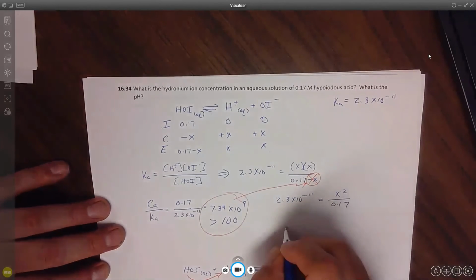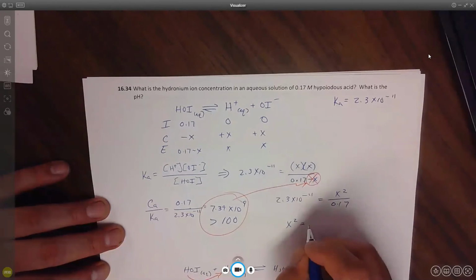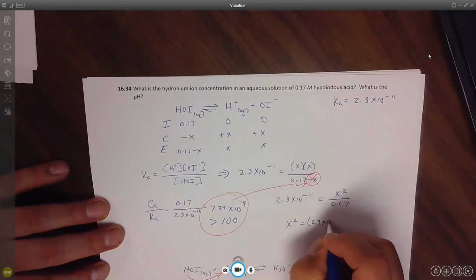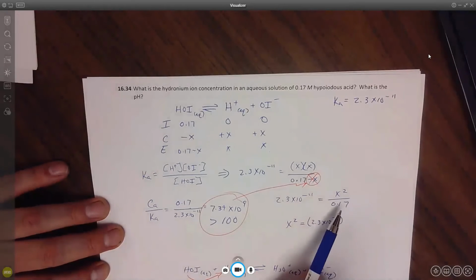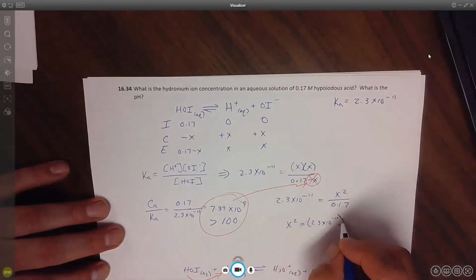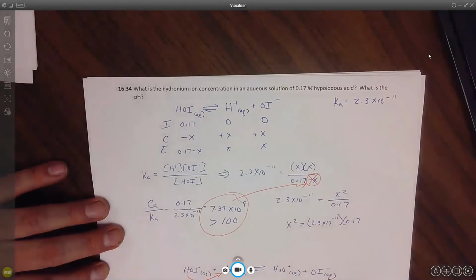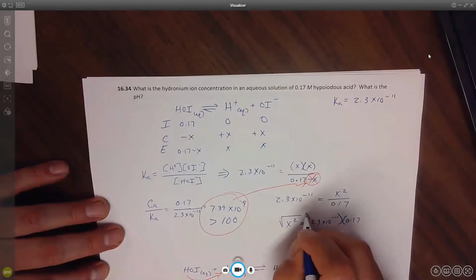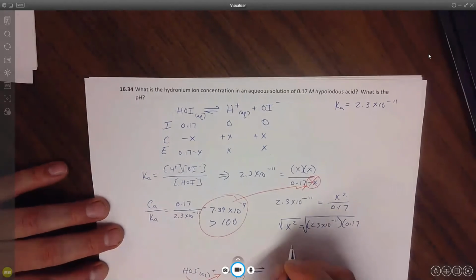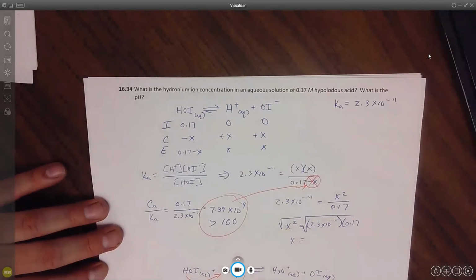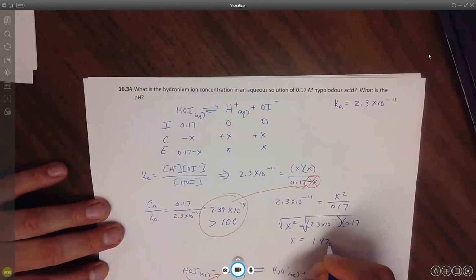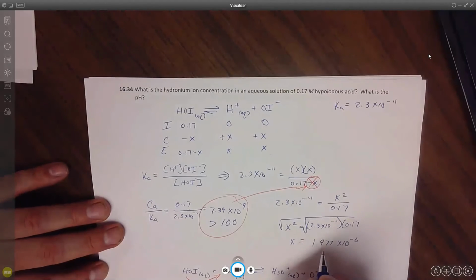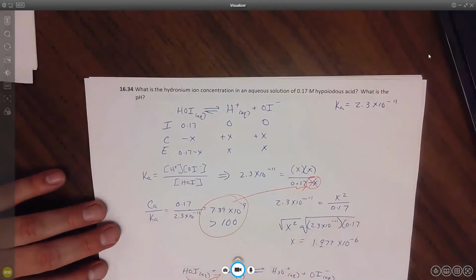So now I say that x squared is equal to 2.3 times 10 to the negative 11. I'll multiply both sides by the 0.17. Now I'm going to take the square root of both sides to get rid of the x squared. So that's now just x. Plug this into my calculator and I'm going to get a value of 1.977 times 10 to the minus 6. We got 2 sig figs, so this will be 2 sig figs.